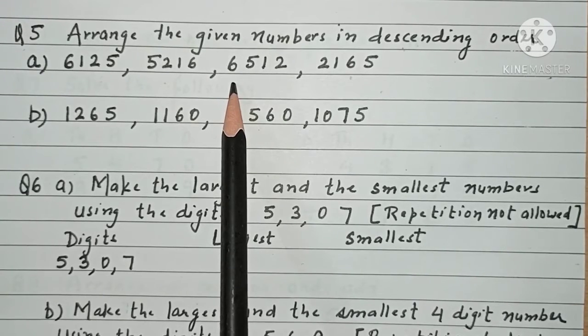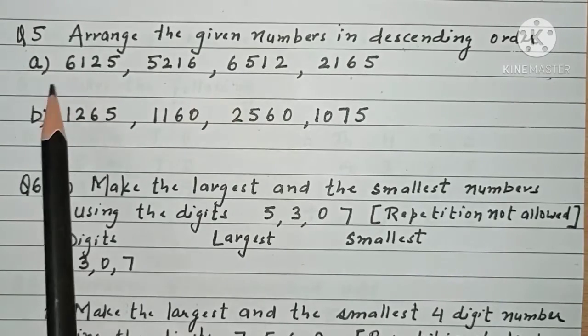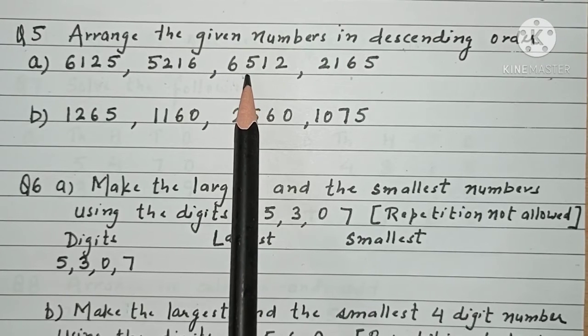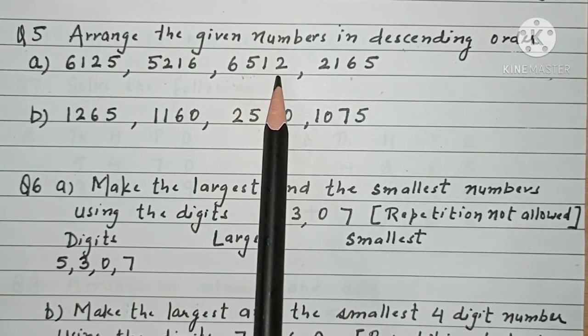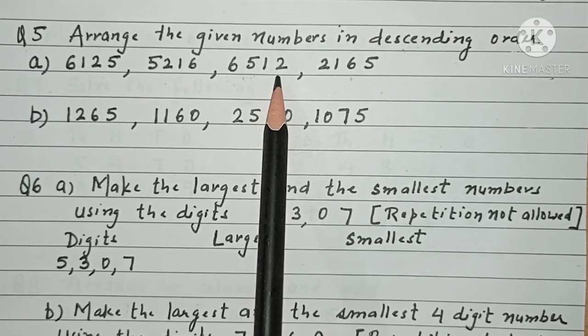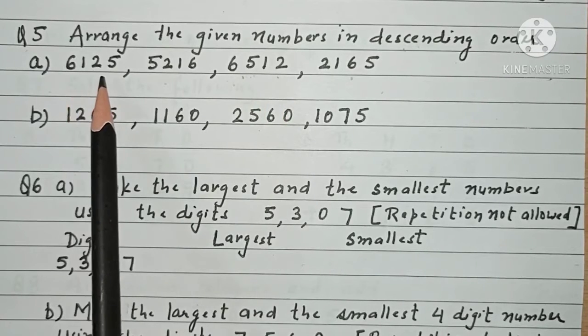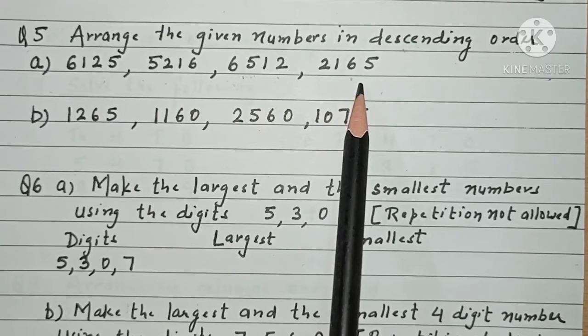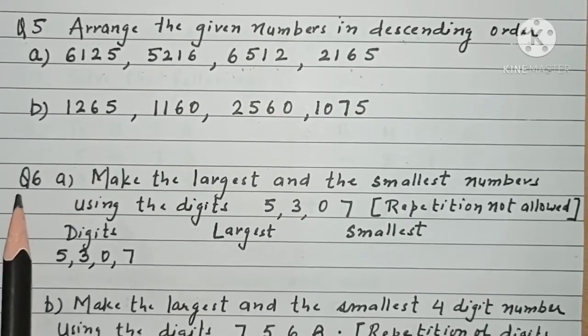So now we will be comparing. 6 is occupied by the two digits here. Two numbers are having 6 at the thousands place. Then we will see the hundreds place. The more hundreds are in 6512. So this will be the biggest, followed by 6125. And then we will compare the other numbers. Fine, children? So do it.